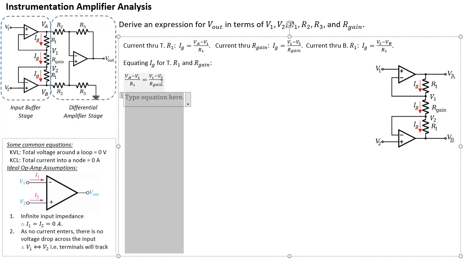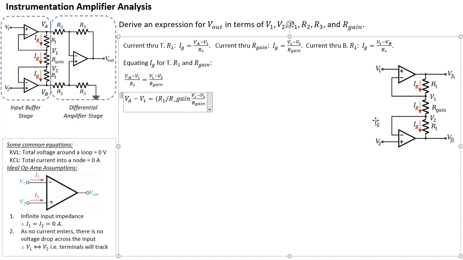I'm just going to copy the previous equation. I'm just going to have VA minus V1 on the left, and R1 is going to move to the right, so it's going to be R1 divided by R gain. I'll just clean this up a bit. And then this side will simply be V1 minus V2.